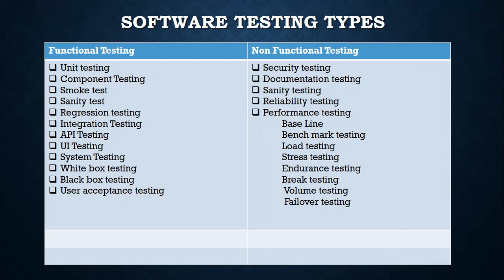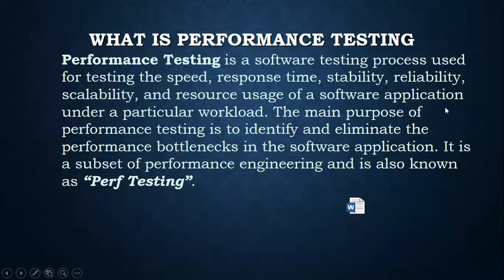Coming to performance, we have different types of testing in performance: baseline testing, benchmark, load, stress, endurance, break, volume, failover, spike, capacity. All these different types of testing we have in performance testing. These are the different types of tests, functional and non-functional. So our performance comes under non-functional testing. These different types of testing we will see in a deeper level in coming classes. Okay, so these are all the types of tests, and I would like to start the performance testing.